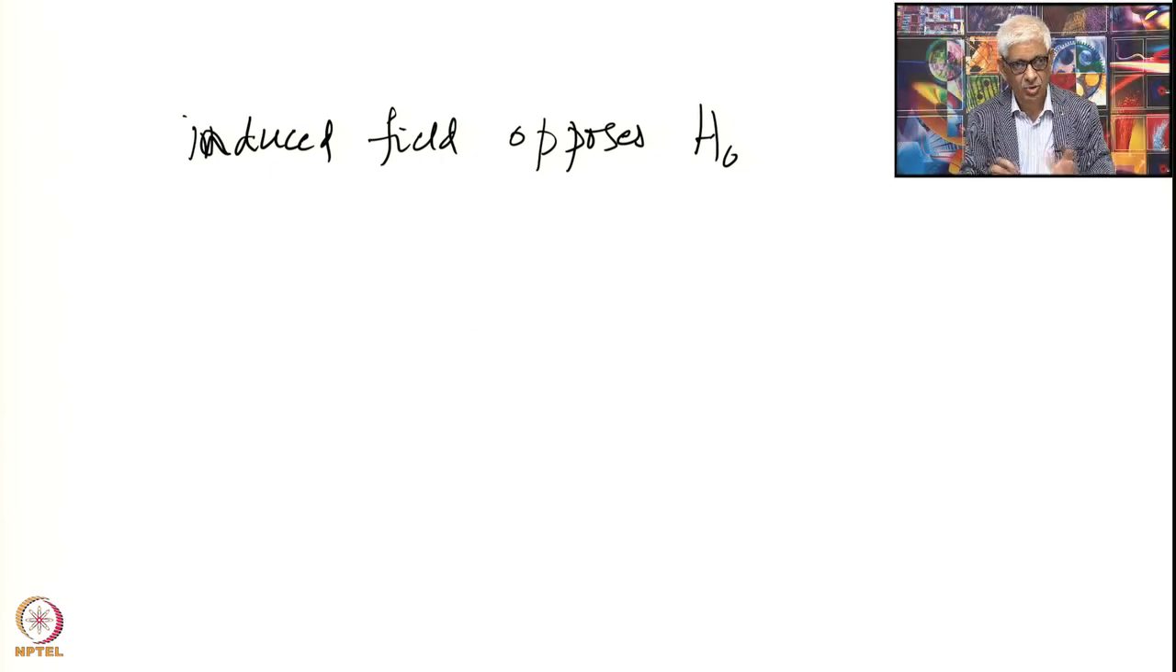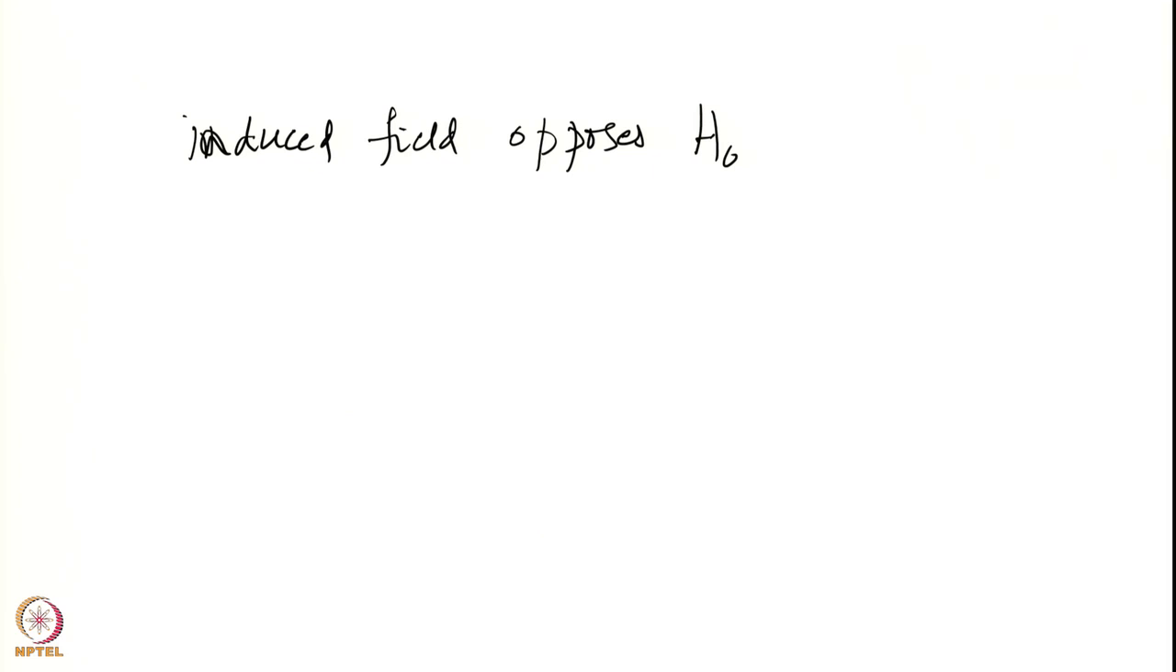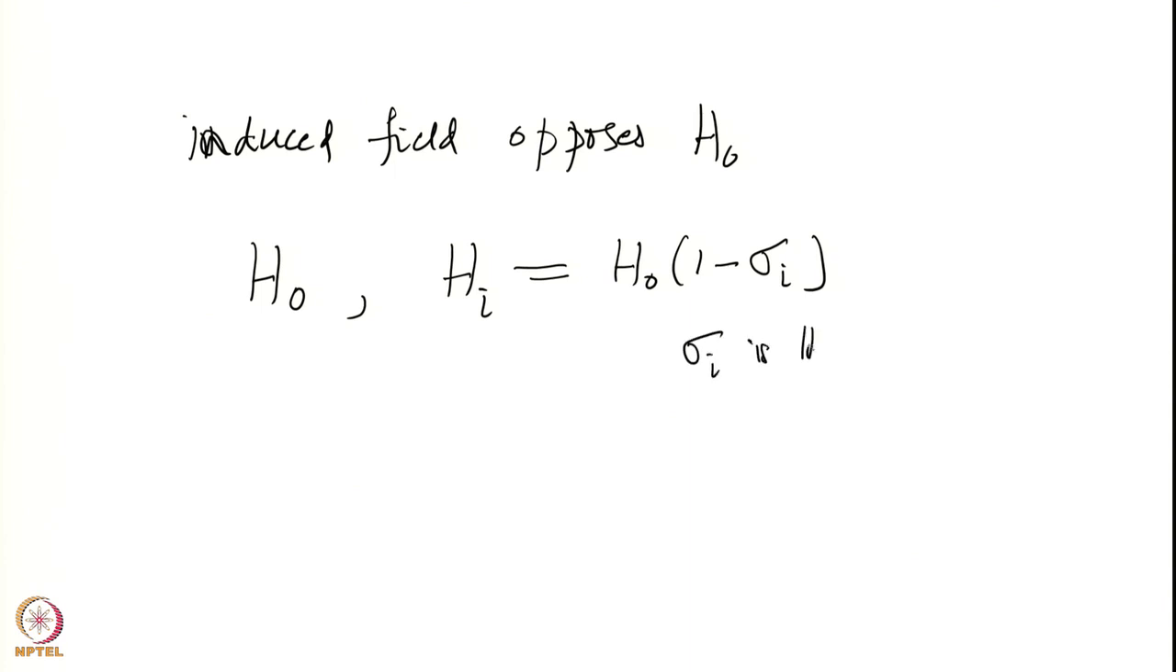The induced field opposes H naught. By and large, there may be special situations where it goes in the same direction, but those are very special cases, we will not go into that. For most cases in chemistry and biology which we will be dealing with, we have a field which opposes H naught. So the field seen by a particular nucleus is not the same as H naught. It is equal to H naught into (1 minus sigma i). It is reduced by a certain amount, and sigma i is called the screening constant.